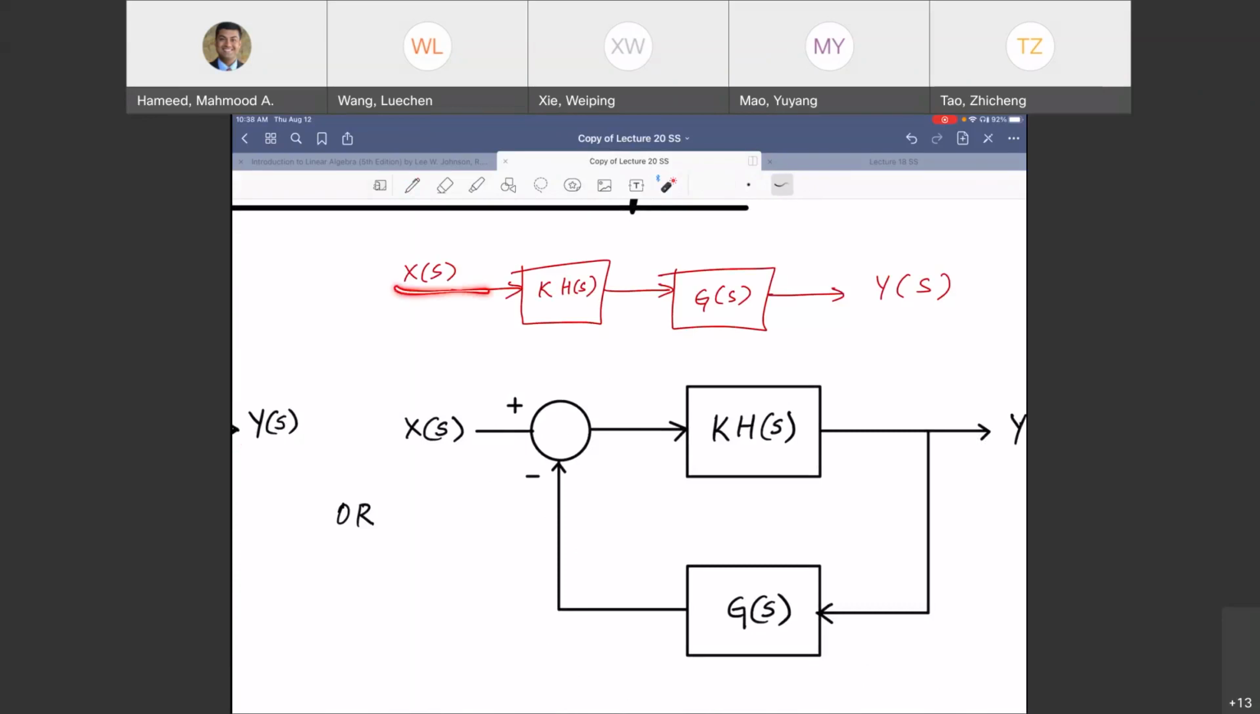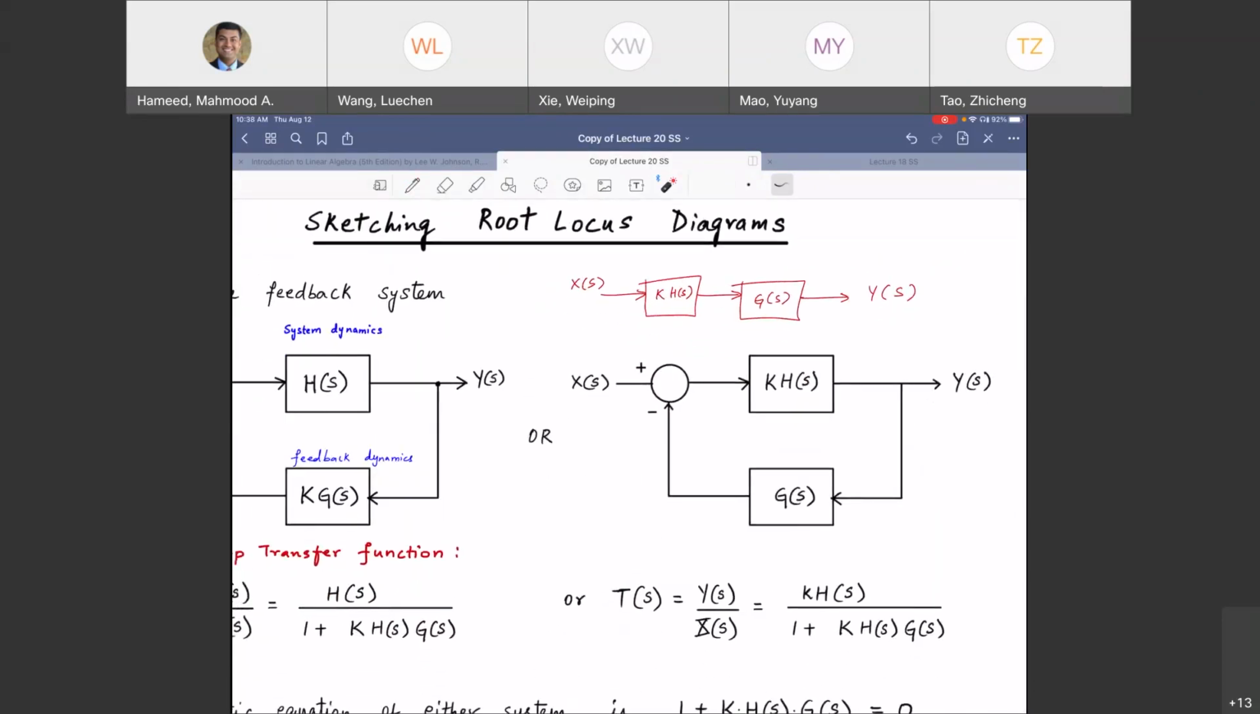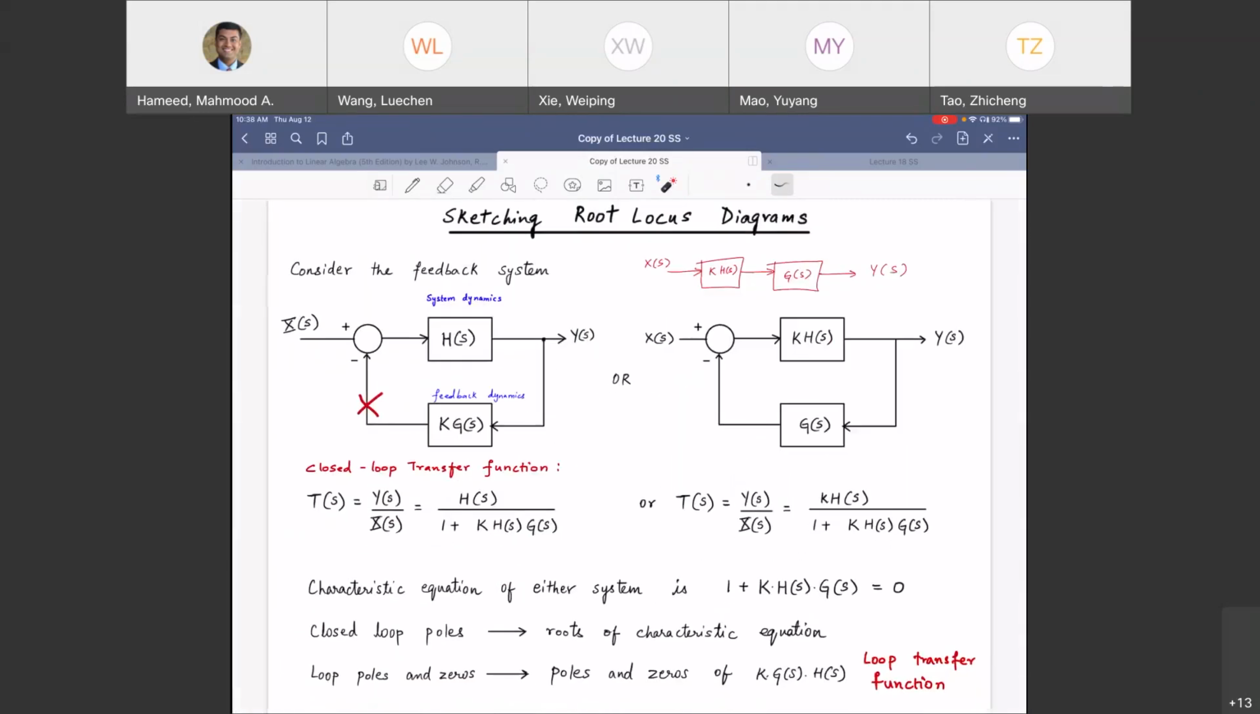Input k, g, y. Input k, g, and then you're breaking it there. So here, in both these cases, this or this, the closed loop transfer function is exactly the same as before. What was that? Forward divided by 1 plus product, right? The thing that we derived in the last class. So forward is h of s divided by 1 plus product. 1 plus product is k h of s g of s.